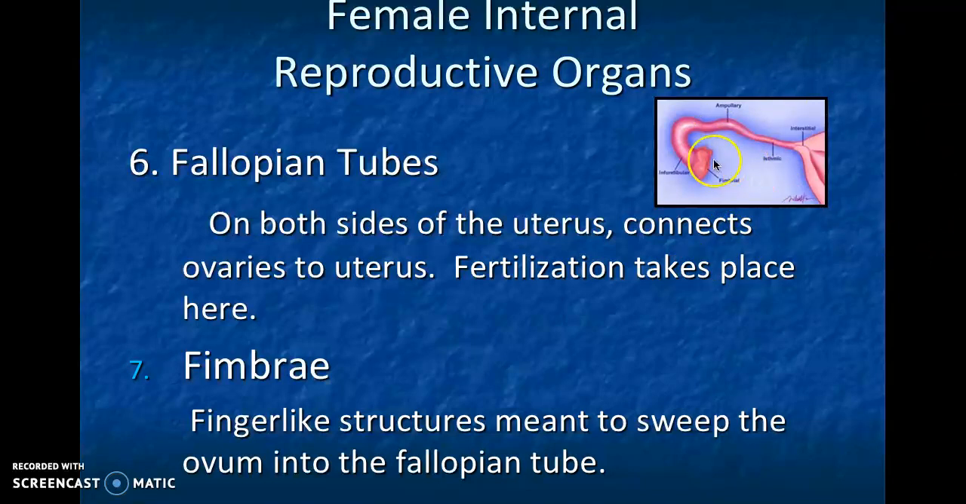So that's pretty important to know that fertilization takes place there. The fimbriae are right here. You can't really see them very well. You'll be able to see in a different picture in a second, but they're the finger-like structures. So once a month when a mature ovum is released, the fimbriae help to draw it into the fallopian tubes.